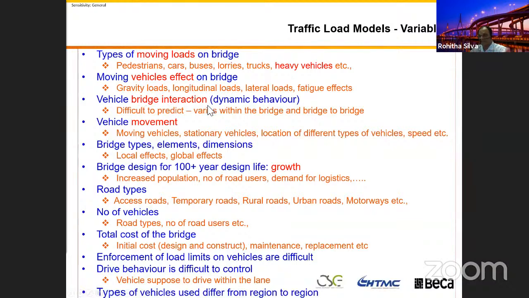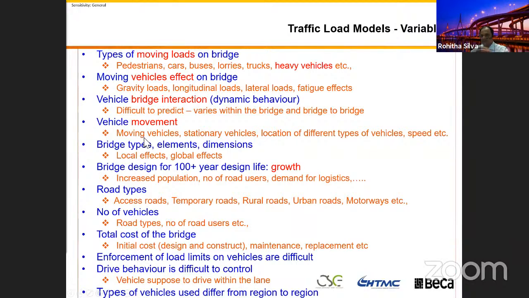Vehicle-bridge interaction, dynamic behavior. We knew that it's unpredictable, but still we came to a conclusion. The maximum is about 40%. That 40% is the common case, but at the bridge expansion joint, we increase that factor up to 75%. The difficulty of prediction varies within the bridge and from bridge to bridge. Now it's clear. Bridge vehicle movement.